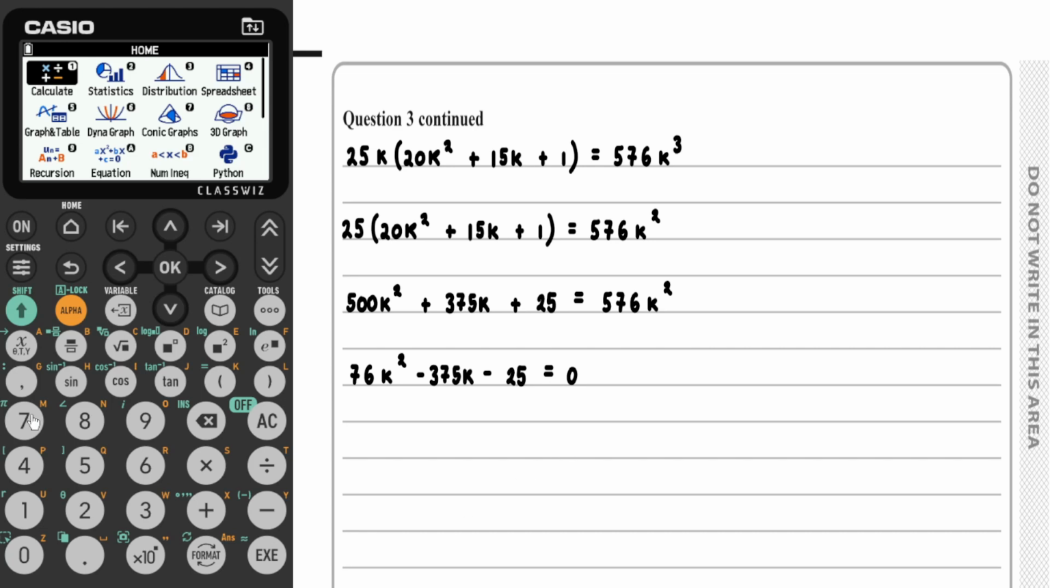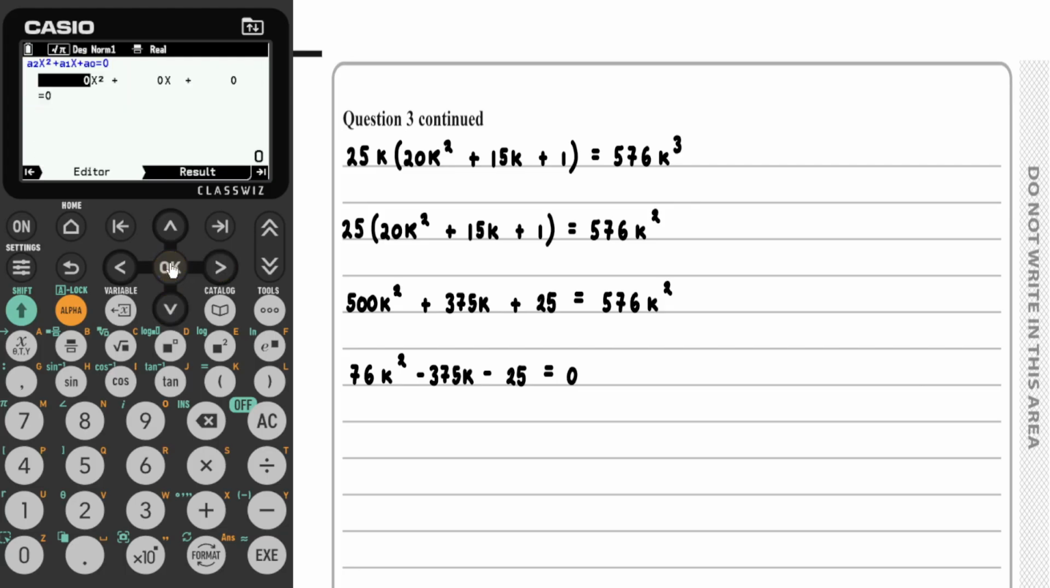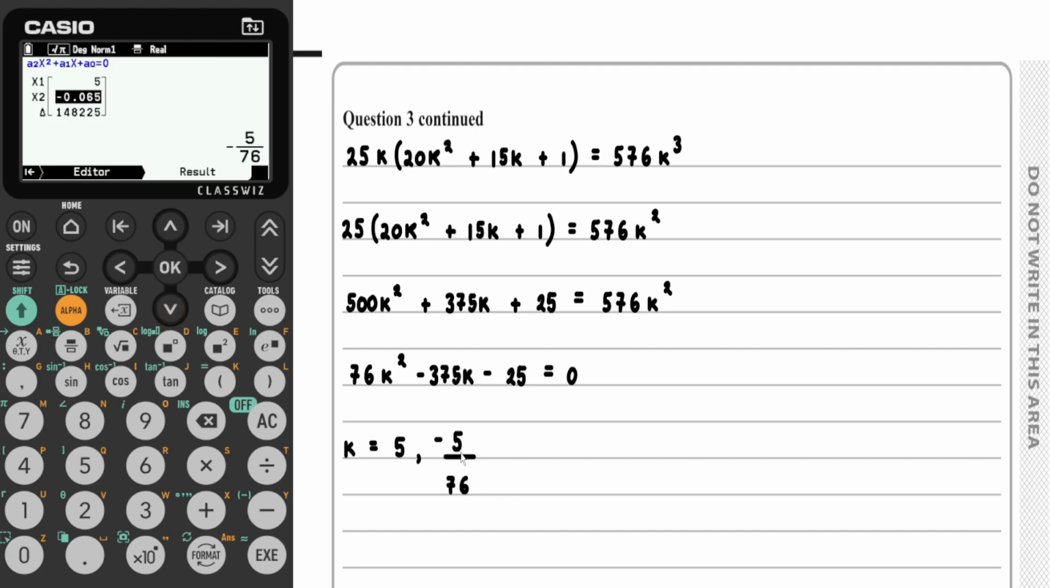Let's now solve this. We can do this using the equation solver on our calculator. We have a polynomial of degree 2. We have 76k squared subtract 375k subtract 25 equals 0. So we will have k equals 5 and k equals minus 5 over 76, meaning k equals 5 only.